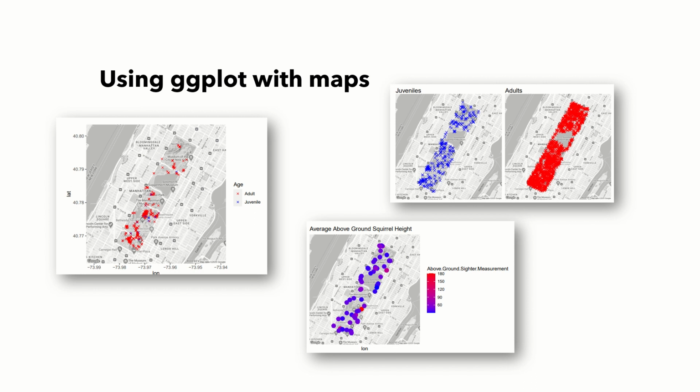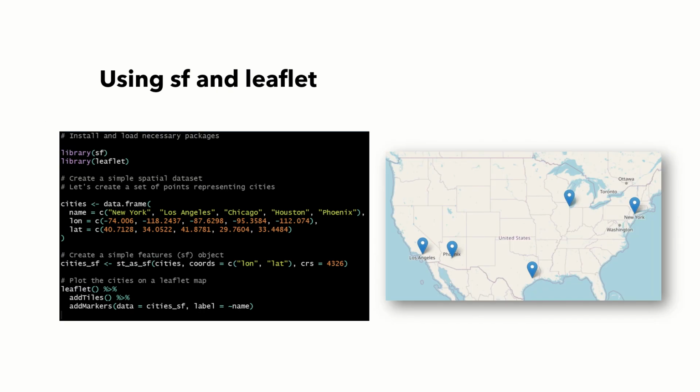But if we don't want to use Google because we don't want to pay for the API, which is free up to a certain point, but if it gets too many hits, they do charge you. Or maybe we have shape files that we'd like to upload to do some more advanced geospatial analysis. Then we can move into libraries like SF and Leaflet.